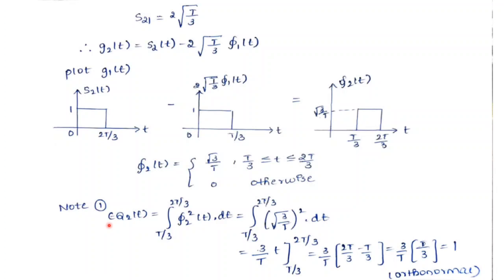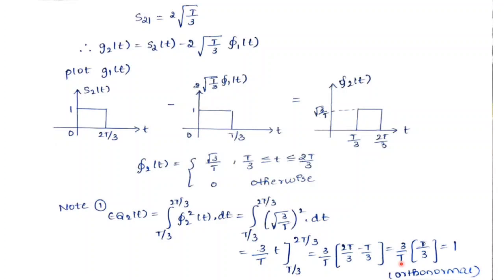Note: we know that the energy of phi2 of t is equal to the integral from T/3 to 2T/3 of phi2 squared of t dt, that is the integral from T/3 to 2T/3 of root of 3/T, whole squared, into dt. Applying the integration, we get 3/T into t. Applying the limits from T/3 to 2T/3, we get 3/T into 2T/3 minus T/3.